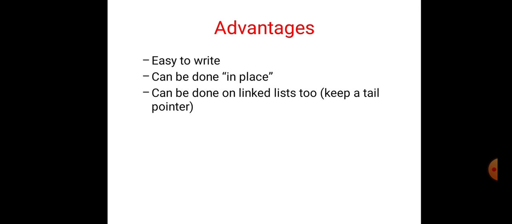Advantages: it is easy to write, right? Because the minimum value has to be checked and shifted from one array to another sub array, and it can be done in place. This in-place internal sorting algorithm can be done on a linked list too. A linked list is one of the data structures where the elements can be stored.